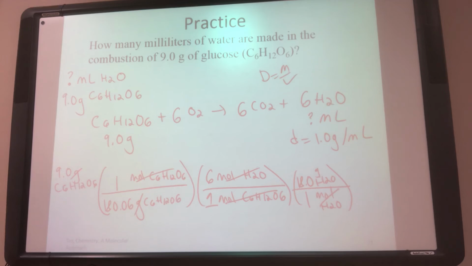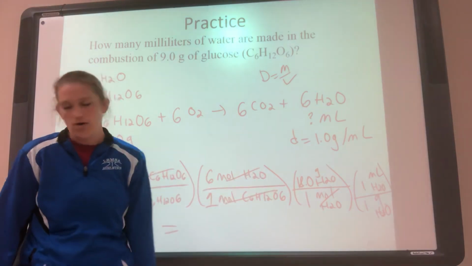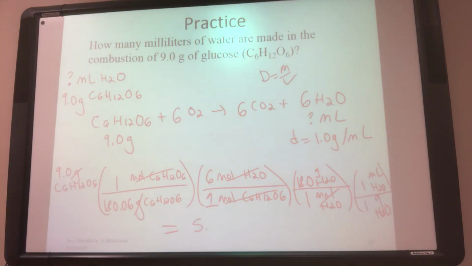I have grams of water, but I want milliliters. So now I can use my density because my units match. This is in grams, this is in grams. This is in mils, this is in mils. So the mass goes on the bottom, the volume goes on top, and since the density is 1, it's just a 1-to-1 ratio. So now I just do the math. 9 divided by 180 times 6 times 18, and then that's just a 1. So when you do all the math, you're going to get 5.4 milliliters of water. And that is it. Okay? So that's how you go from one thing to something completely different.